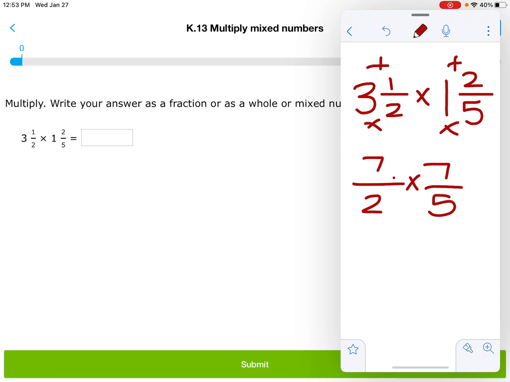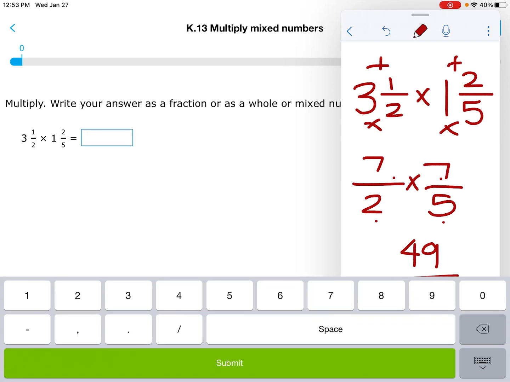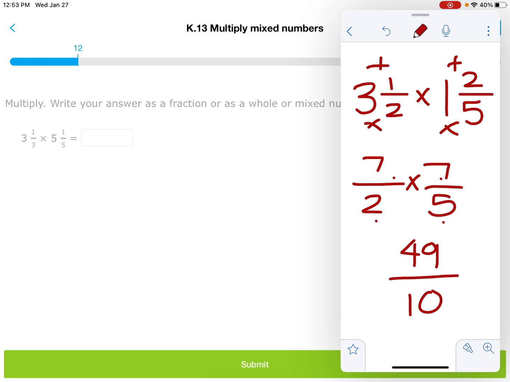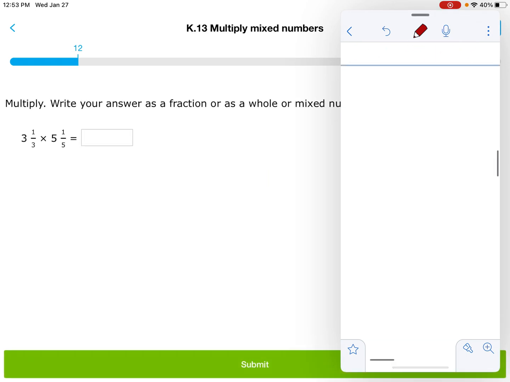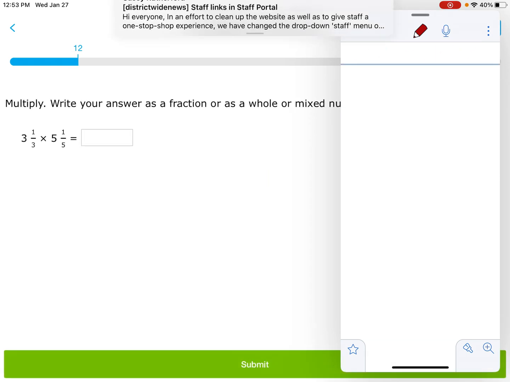Alright, so now we multiply just like normal, and we multiply straight across. 7 times 7 gives us 49. 2 times 5 gives us 10. So 49 over 10 is our answer. Alright, moving on to our next problem.